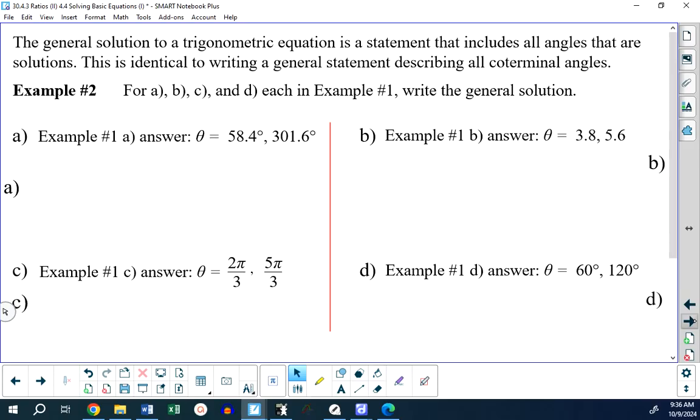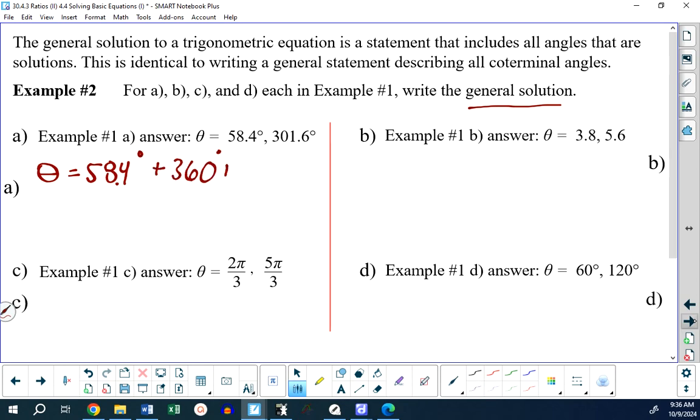If I said what is the general solution, which is what this is asking, I would say theta equals 58.4 plus 360 degrees n and 301.6 plus 360 degrees n, where n is an element of the integers. That's all we have to do for this. If any of those questions didn't say 0 to 360 or 0 to 2 pi, we would write out the general solution.